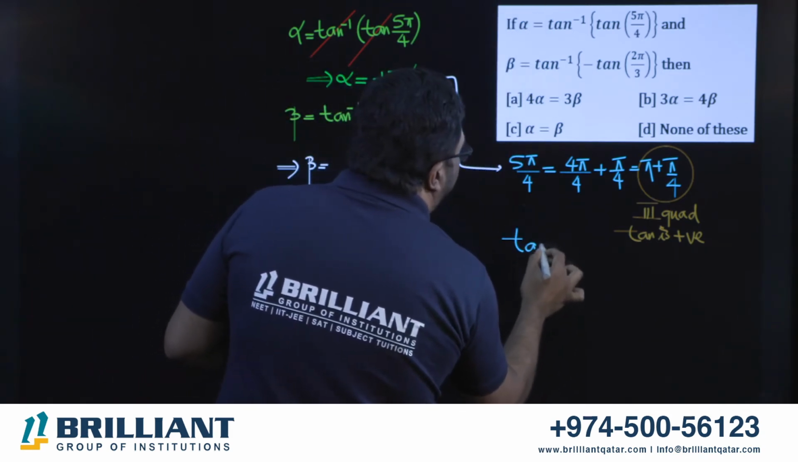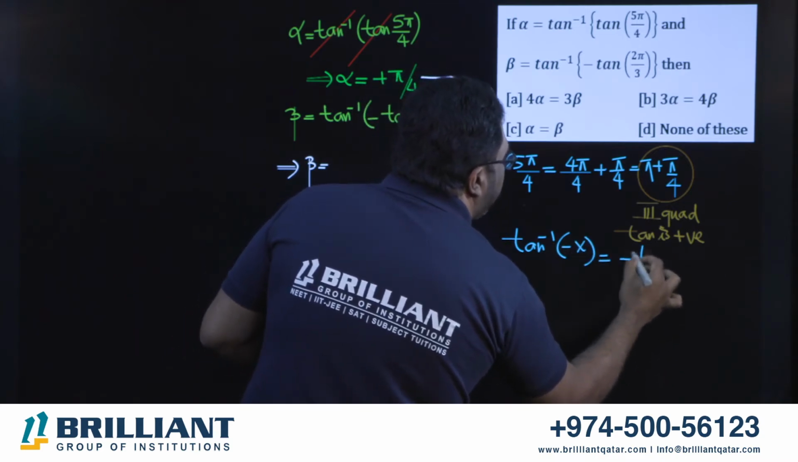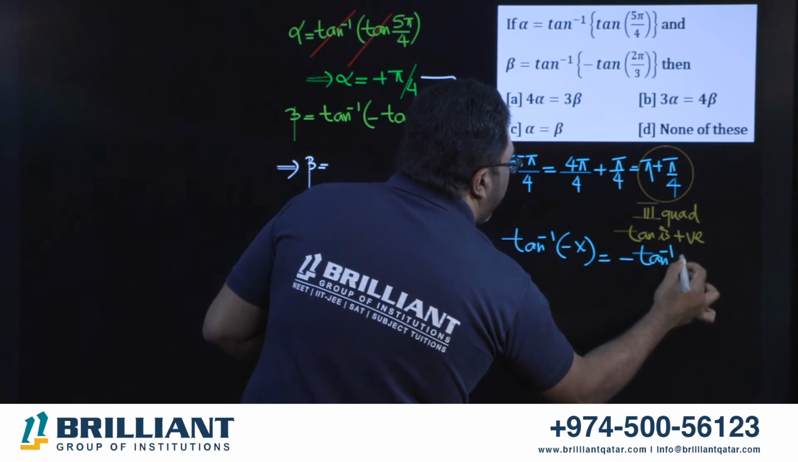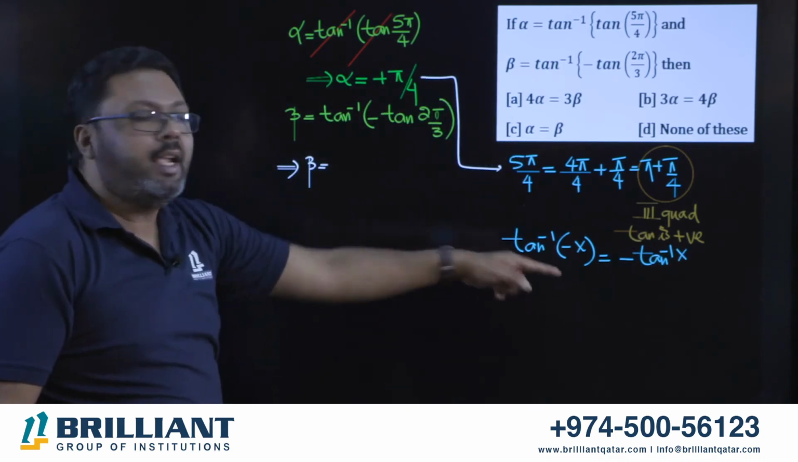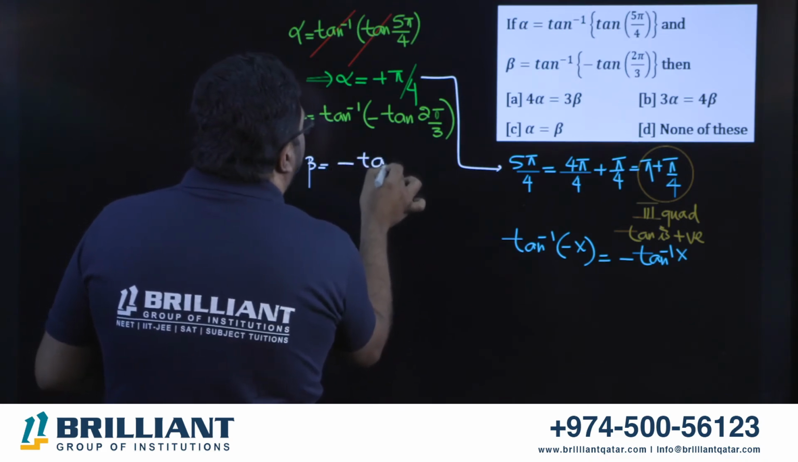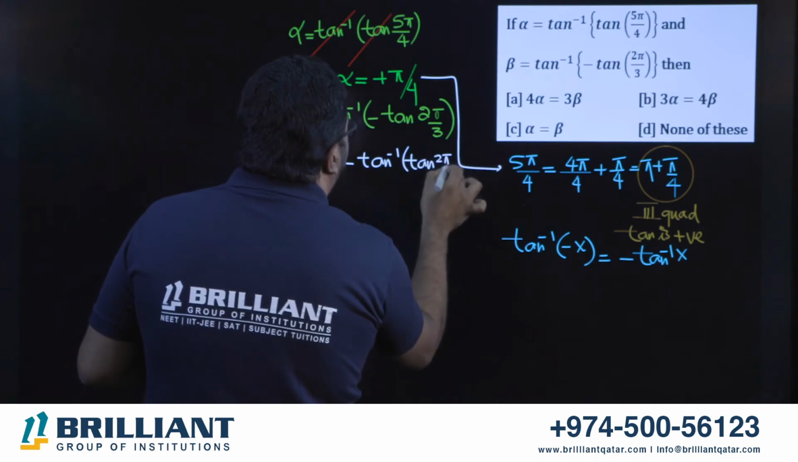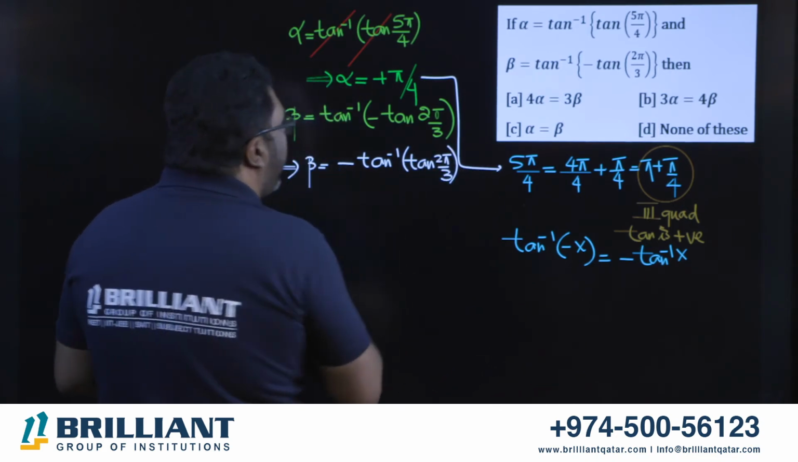tan inverse of minus x. Property, I told you before itself. What happens to negative of tan inverse? The negative comes out, tan inverse of x. Minus tan inverse of x. Apply that here. This is going to become minus tan inverse of tan 2 pi by 3. Tan inverse of minus tan 2 pi by 3.